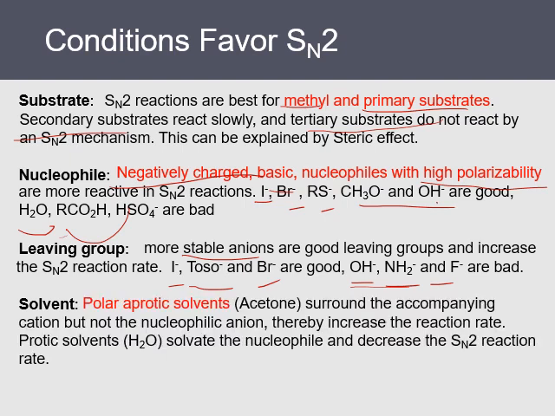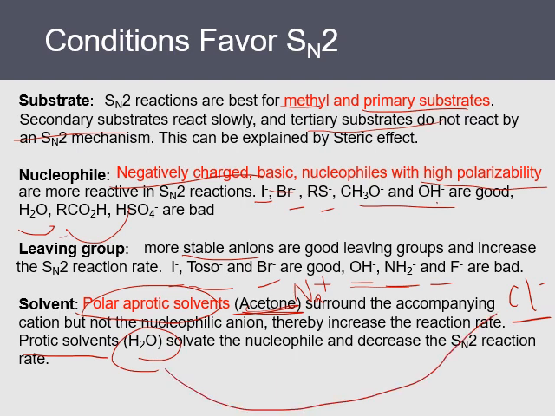For solvent, we need a polar aprotic solvent, such as acetone. This solvent stabilizes cations and therefore makes anions, which are nucleophiles, very reactive. All right, so it favors SN2 reaction. On the other hand, protic solvents such as water can stabilize anions, so they stabilize the nucleophiles and make them less reactive. So this disfavors SN2 reaction.